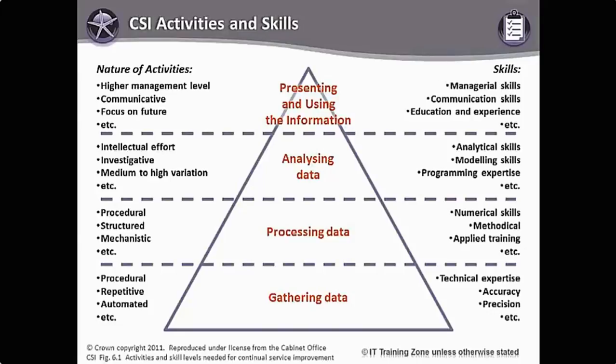The diagram on screen shows a high-level breakdown of activities within continual service improvement. You'll find a more detailed version of this in the study guide for this lesson. At each level, skills will be needed to carry out the activities. For example, managerial skills will be required to successfully present and use information to get management buy-in for improvements. Accuracy and precision will be needed to carry out the low-level routine tasks involved in areas such as gathering data. We're going to break down this model and look at CSI roles from the perspective of the 7-step improvement process.